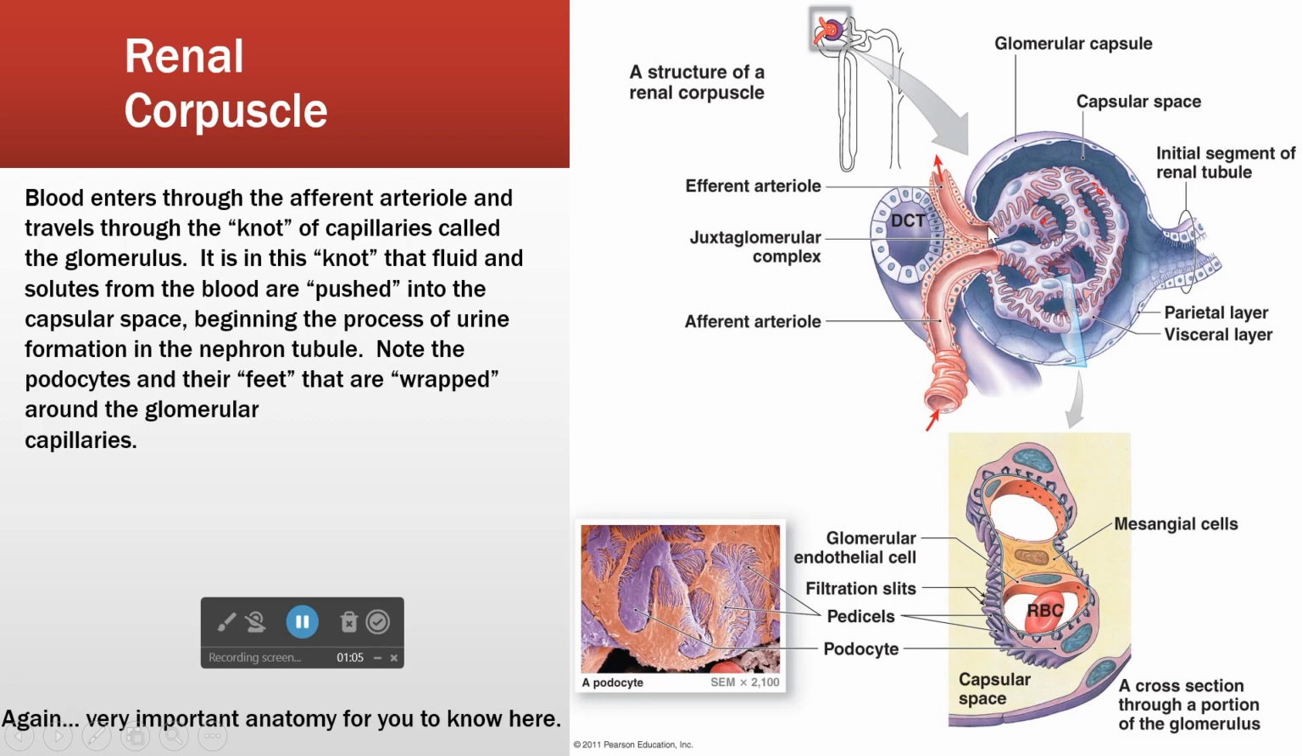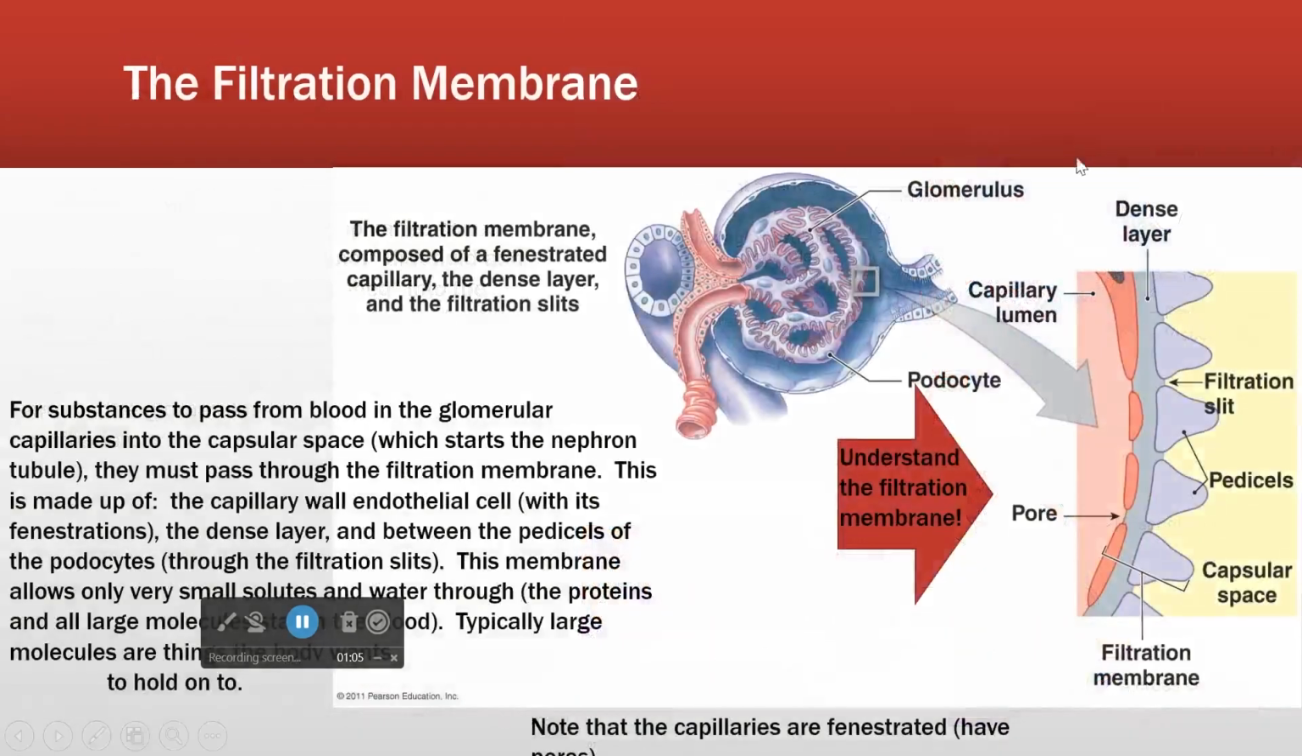So we have a filtration membrane, right? We have a restriction in molecules: in order to go from inside to outside they have to cross through these different areas called the filtration membrane. So if we zoom way in and look, this is the capillary side, all right? Here's the capillary endothelial cell with its fenestrations or pores. Here are the pedicels of the podocytes. And then in between those are the filtration slits, okay?